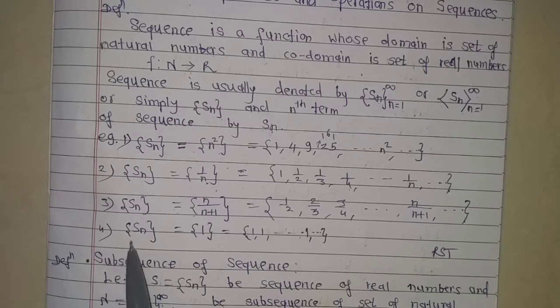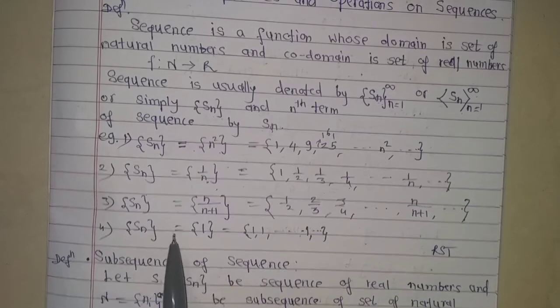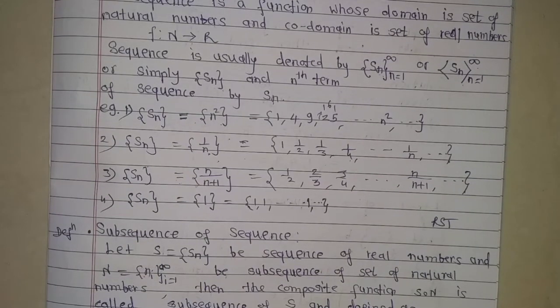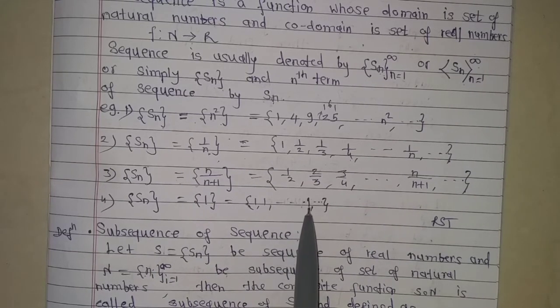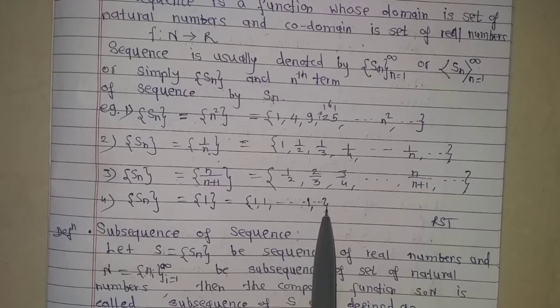Now consider the example, sequence Sn equal to sequence 1, 1, 1, dash dash dash, and the term is 1, comma, dash dash dash.